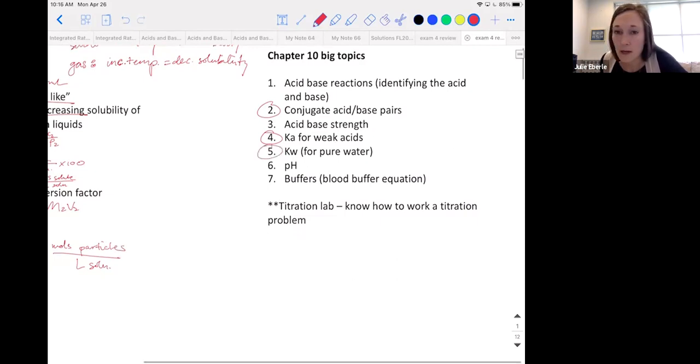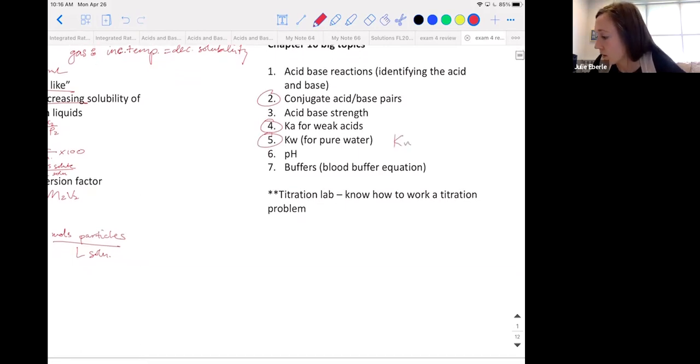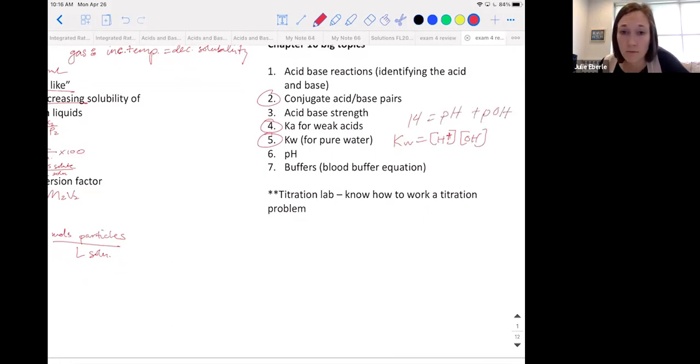Kw, we just looked at that a minute ago, but remember Kw equals the concentration of H plus, or H3O plus, times the concentration of OH minus. So if you have the concentration of one ion, or if I give you the pH, you could always calculate the concentration of H plus and then calculate the concentration of OH minus, or you can use this equation where pH plus pOH equals 14. And you can always subtract one off the other and solve for pH or pOH that way.